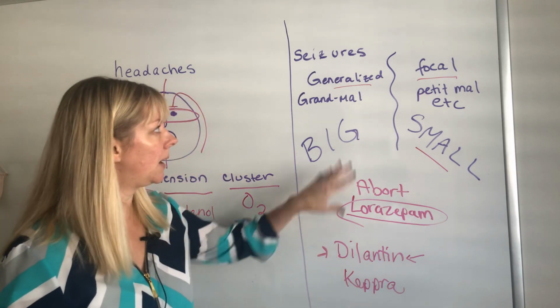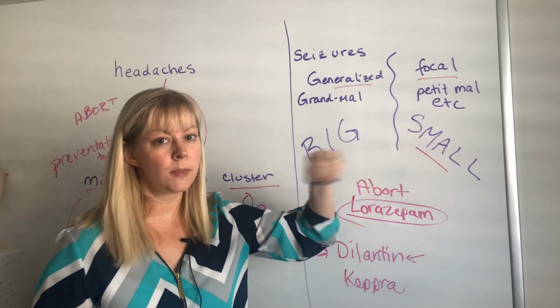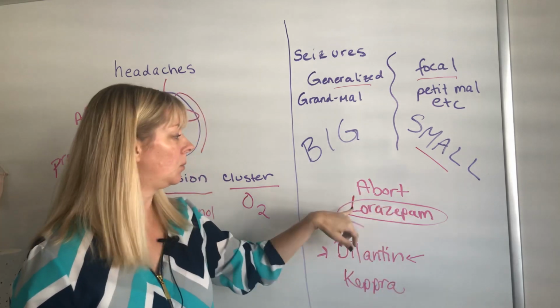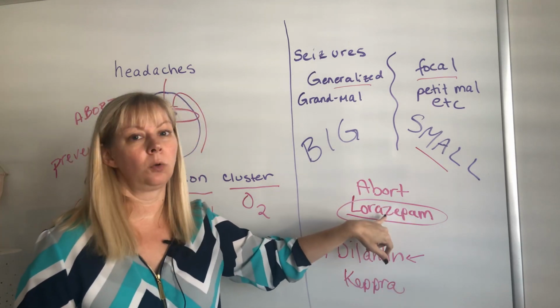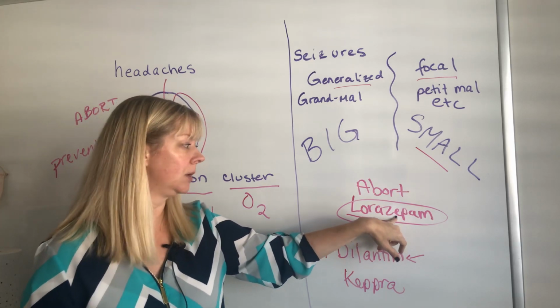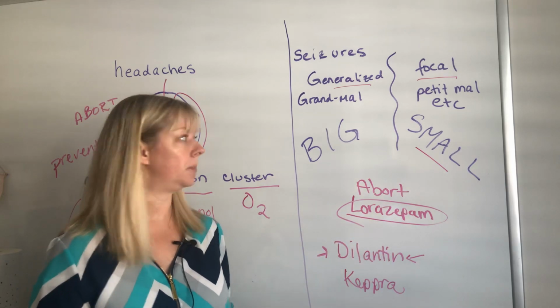But if someone's having a seizure, how are you going to abort it? Or one that's happening over and over and over again, status epilepticus. You want to abort it with Ativan or lorazepam, the benzodiazepine medication. So this hopefully can relax their nervous system and abort it.